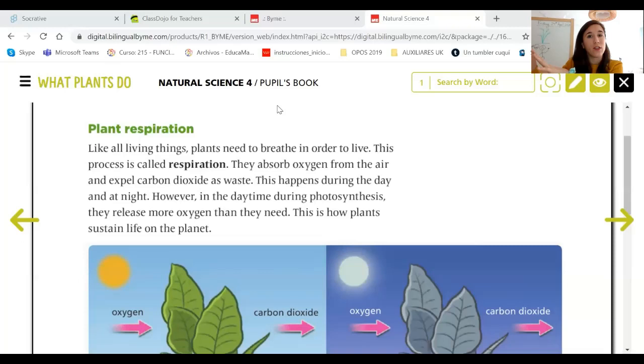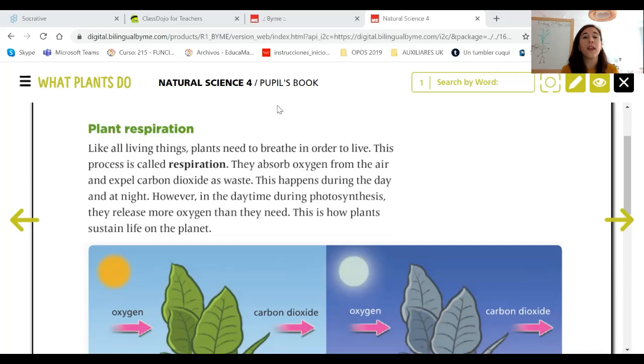And the humans and the animals do the same. We absorb oxygen and then we release carbon dioxide. Okay, the plants, they do the same. For breathing, they do the same as humans and animals. They absorb oxygen and they release carbon dioxide. Humans, the same. We absorb oxygen and we expel carbon dioxide. The animals, the same. They absorb oxygen and they expel carbon dioxide. We all do the breathing, the respiration, exactly the same, okay?